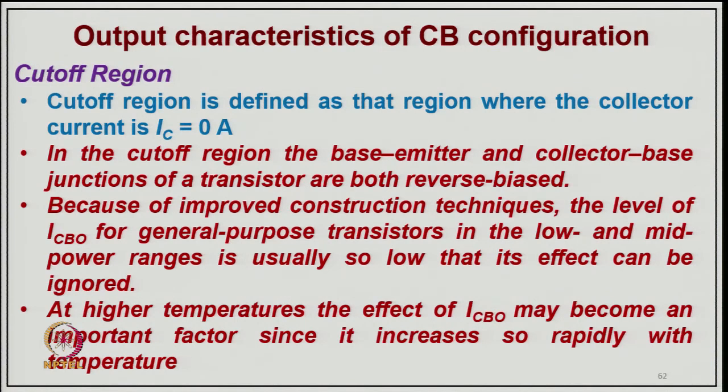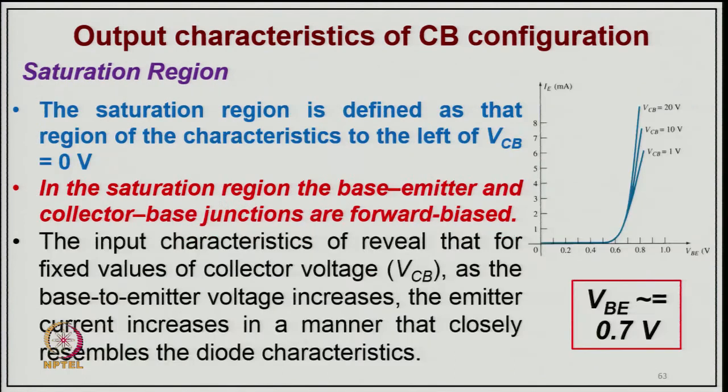It defines that region where the collector current is 0, and in the cutoff region the base-emitter and collector-base junctions of a transistor are both reverse biased. Because of improved construction techniques, the level of ICBO for general purpose transistors in the low and medium power ranges is usually so low that its effect can be ignored. At higher temperatures the effect of ICBO may become an important factor since it increases so rapidly with temperature.